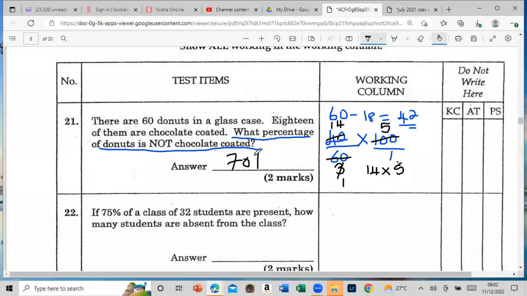Always double check, all right? So 5 times 4 is 20. So that's 2 carry 0. And 5 ones are 5, plus 2, 7. That is correct. So should we write it out?